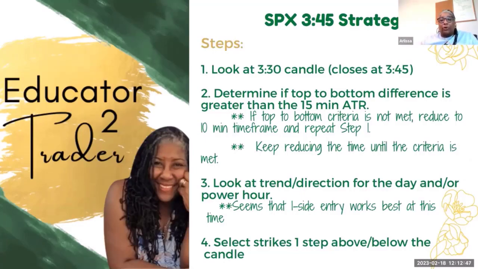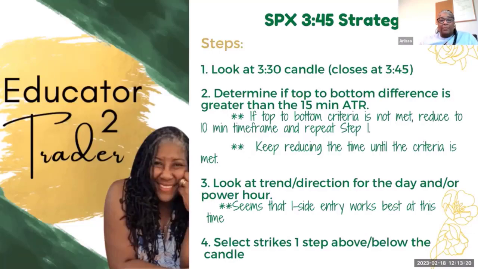Step 3, look at the trend or direction for the day and or for power hour. Because the power hour trend may be going one way, the day trend may be going something different, but you want to still look at the things you would normally look at. This is not done in absence of you checking: is the price coming down to a strong support area, or is it going up to a strong resistance? You want to keep those things in mind too. So we're not just trading this in absence of all the other stuff that we know.